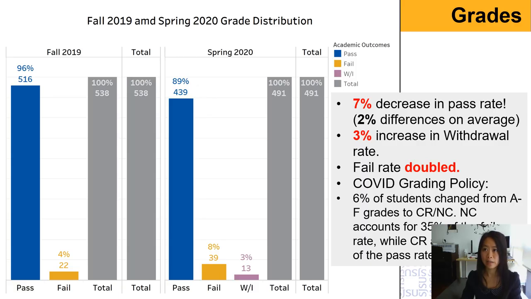And for the COVID-19 grading policies, how many students changed from credit to non-credit? We find only 6% of the students changed to credit/non-credit. Among the students who passed the class, 4% of them changed to credit/non-credit, and for students who failed the class, 35% changed to credit/non-credit.